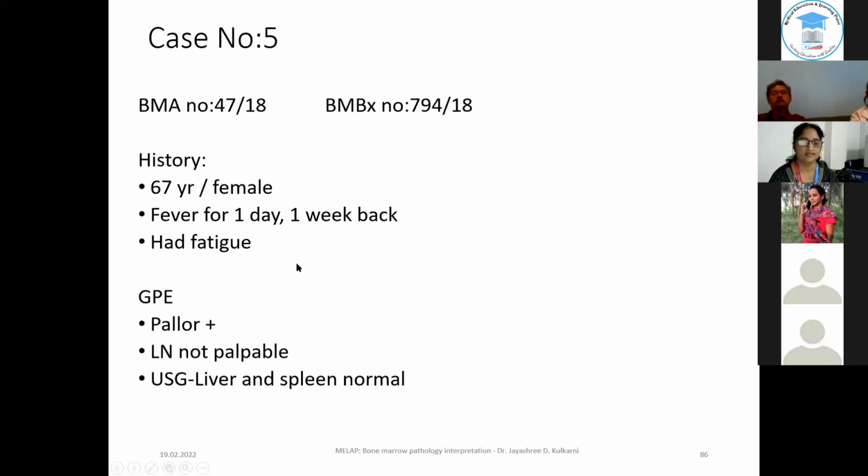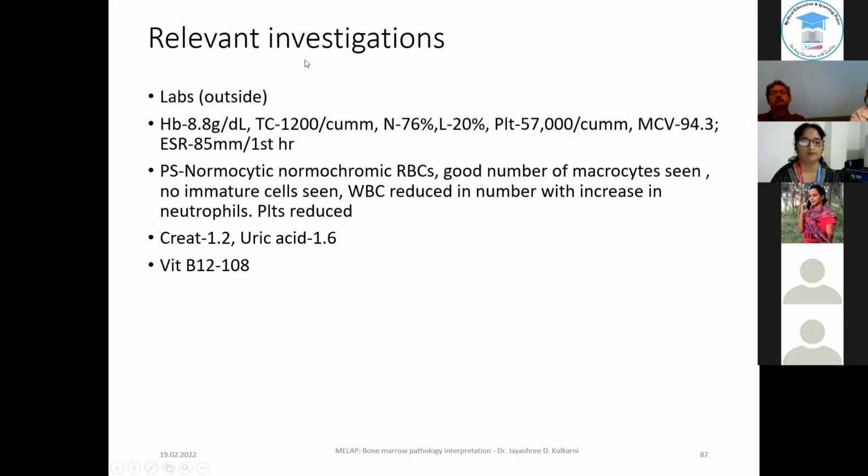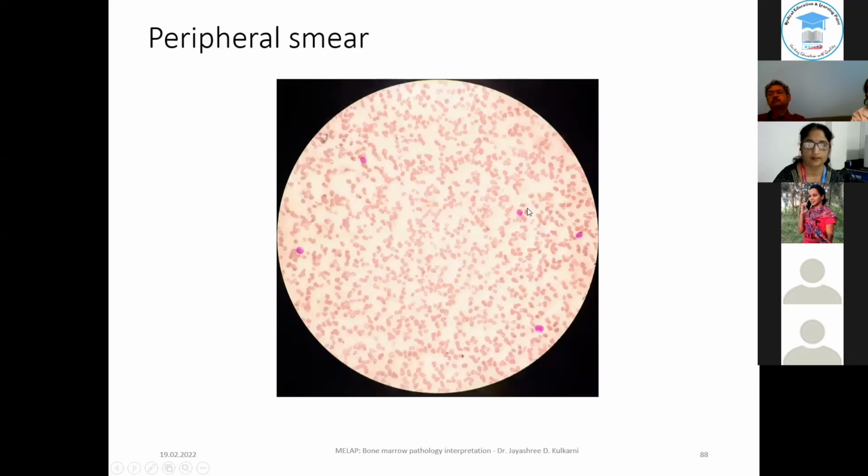The next case is a 67-year-old female with fever for 1 day only, and 1 week back she had fatigue, nothing much. Pallor was there, there were no lymph nodes. But when we got the labs done outside, the hemoglobin was low, total count was low, and ESR was high. There were a good number of macrocytes seen on the peripheral smear. This is the peripheral smear picture.